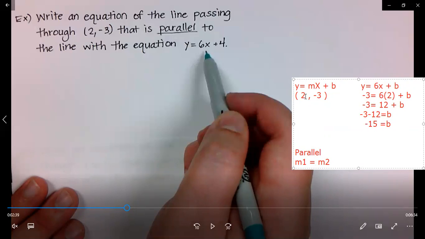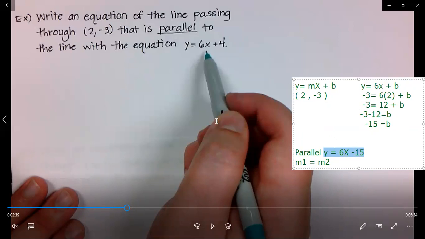And we found before the value of m, right? Then now we have to write the new equation. So the new equation will be y equal 6x minus 15. So this is the answer which we are looking for, the new equation.